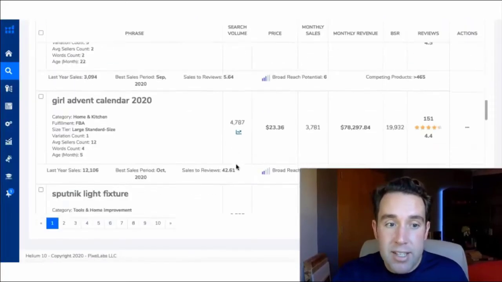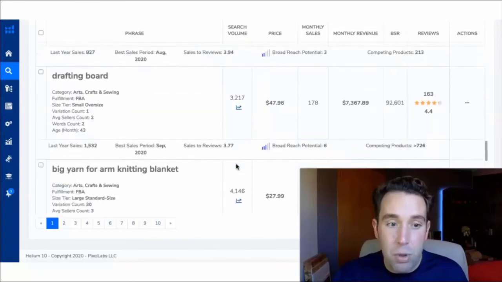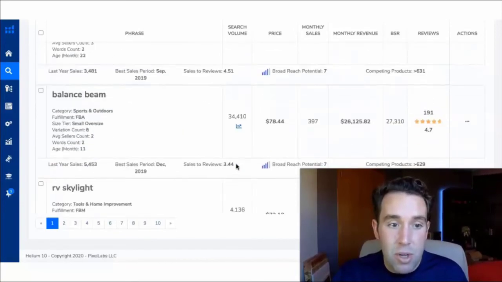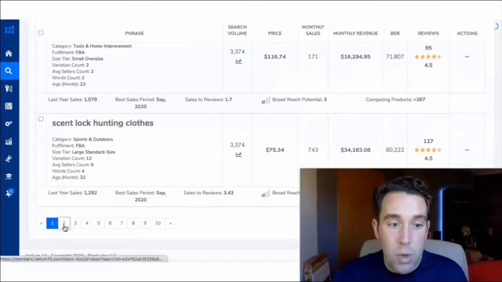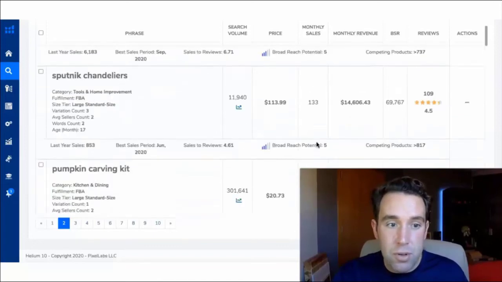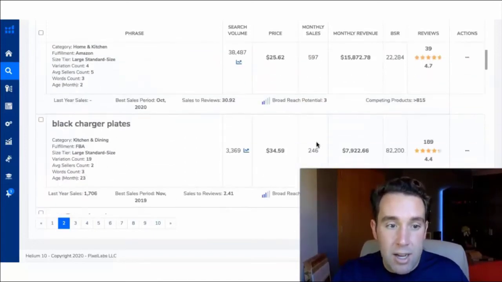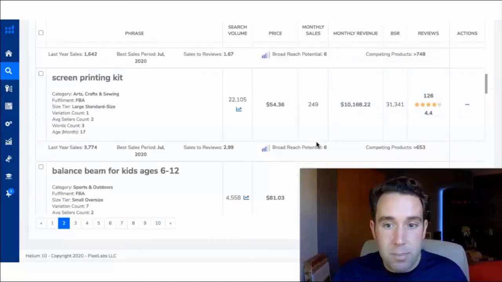So that, guys, is the product research method that just blew me away. I would continue going through here and looking up different products because this is a winning product research method. I just can't believe I've never been able to put in filters like that and get so many awesome product research ideas so quickly.